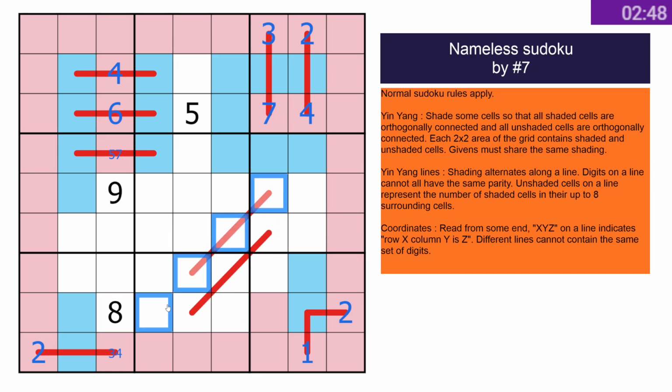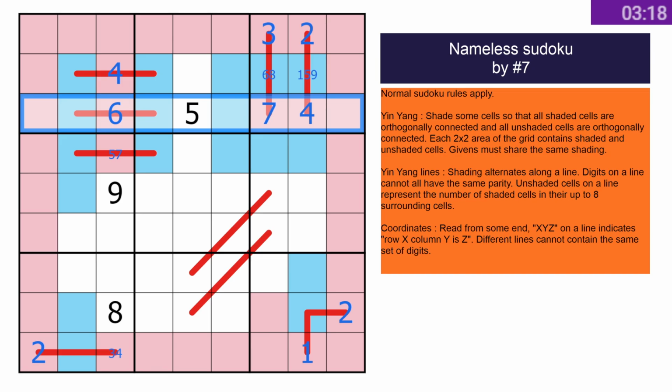I think, other than this, of course, that's going to be most of our lines. So parity things now. That has got to be odd, and this has got to be even. On here, is there anything? I don't think so immediately. And now we get to think about some coordinates. So I know that row 3, column 6 or 8 is a 7.